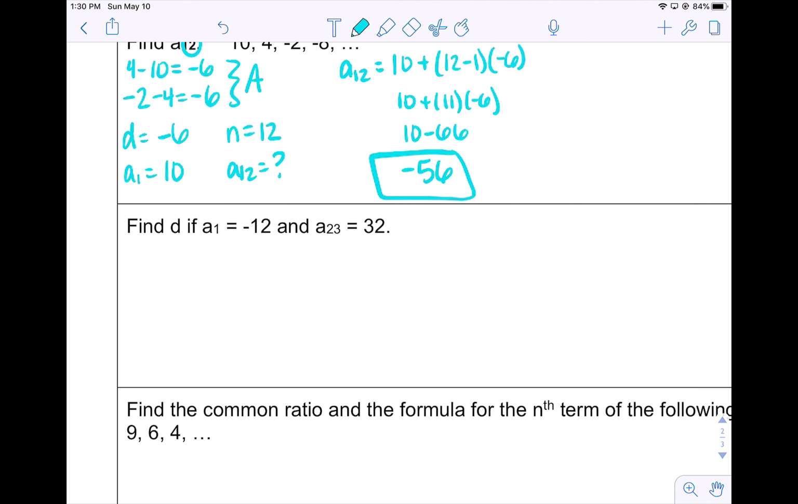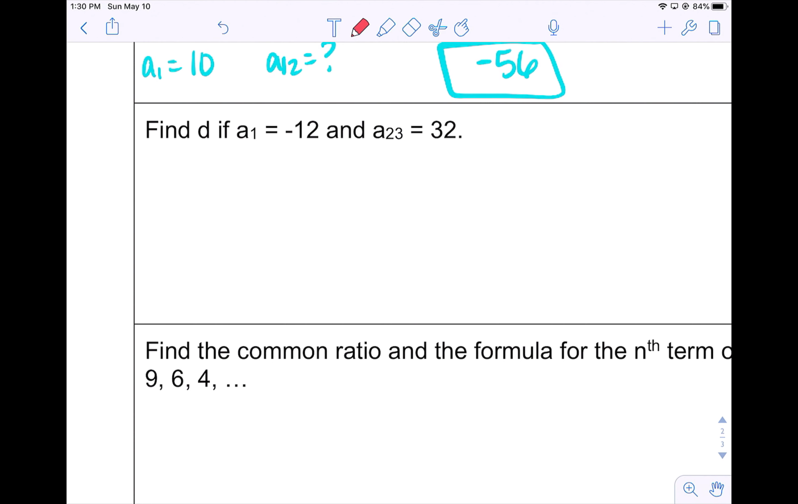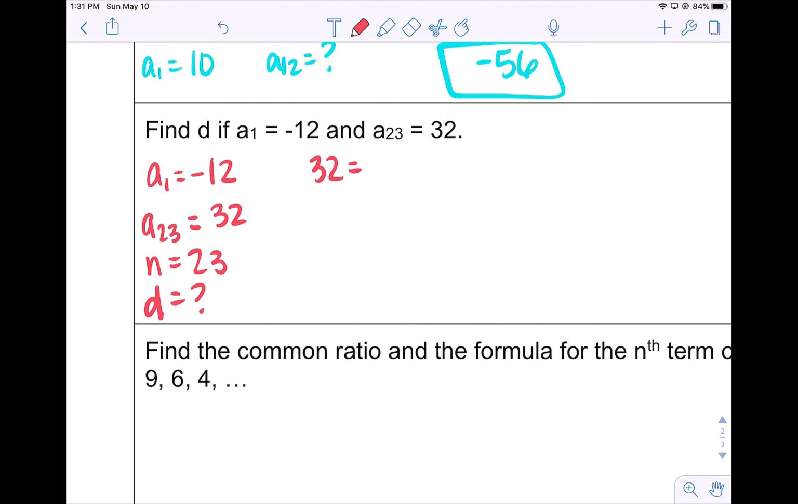So find the difference if a sub 1 is negative 12 and a sub 23, wow, is 32. So my first number is going to be negative 12. I have an n value of 23 and a sub n is 32. We don't know the difference. So a sub n, so 32, is going to equal a sub 1 plus n, so 23 minus 1, times that common difference. And this is all coming from a sub n equals a sub 1 plus n minus 1 times d. So that formula up at the top.